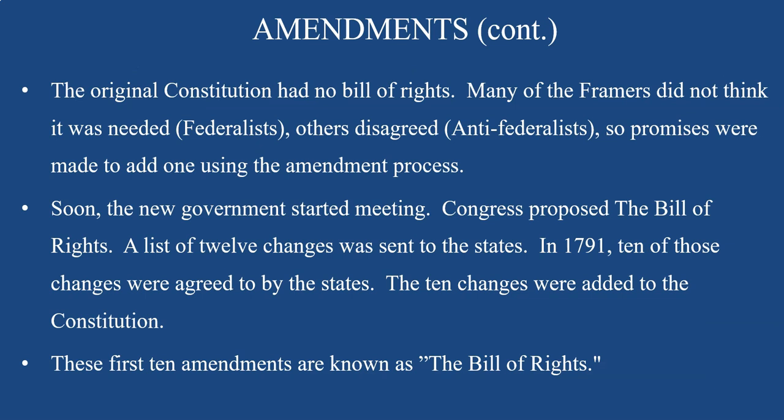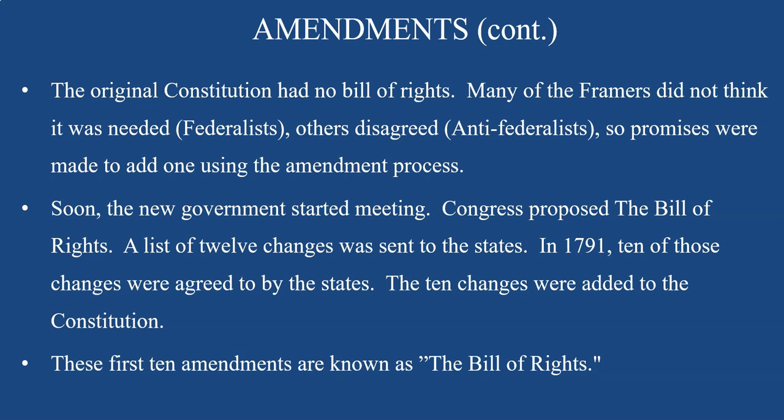The original Constitution had no Bill of Rights, and this is where the Anti-Federalists actually came through, because they pushed for a Bill of Rights. Many of the framers didn't think it was needed. These were known as the Federalists. Others disagreed, known as the Anti-Federalists. So promises were made to add one using the amendment process.